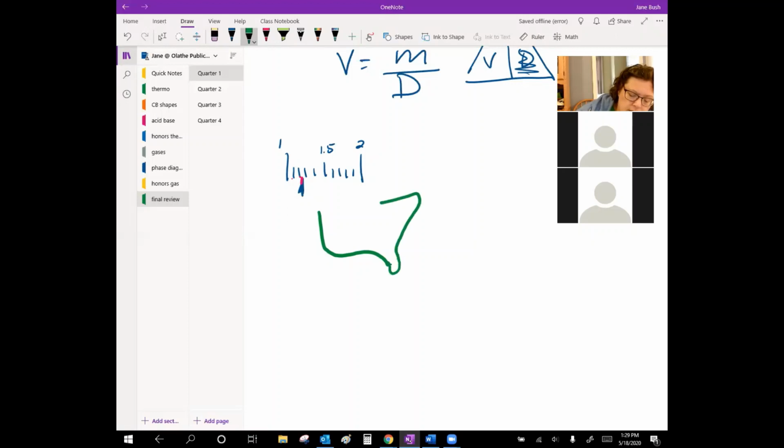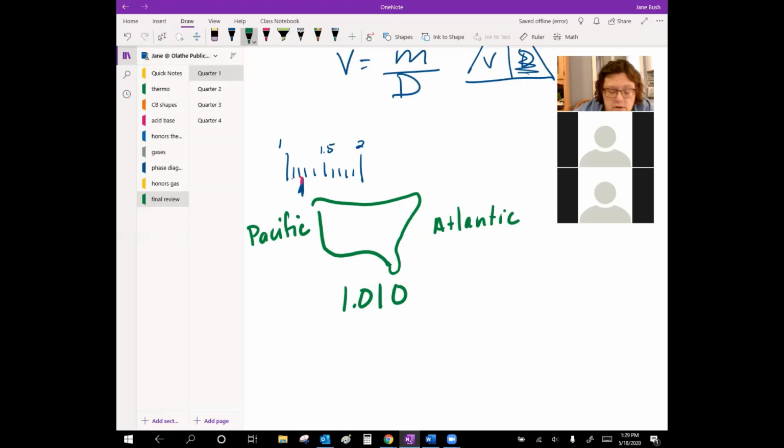here's the United States, very badly drawn. Here's the Atlantic Ocean, which has a hurricane in it. Here's the Pacific. Okay, if I give you a number, it has a decimal in it. If the decimal is present, we start from the Pacific side. So I start counting at the first non-zero. 1, 2, 3, 4. That has 4 significant digits.